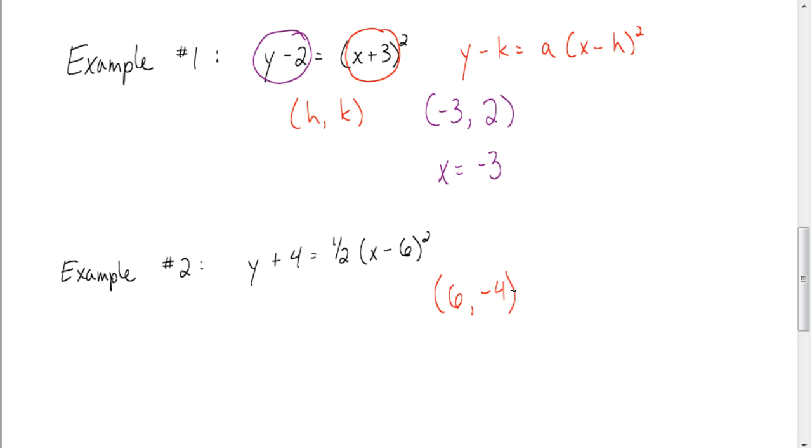So the axis of symmetry, or the line of symmetry, is going to be x equals whatever the x value is in my vertex. So it'll be x equals a positive 6. So there's my equation for the line of symmetry.